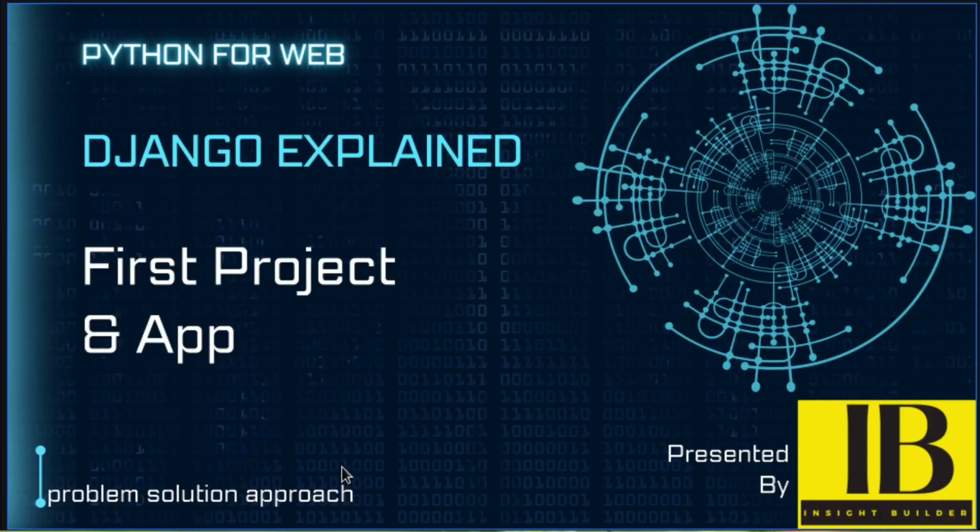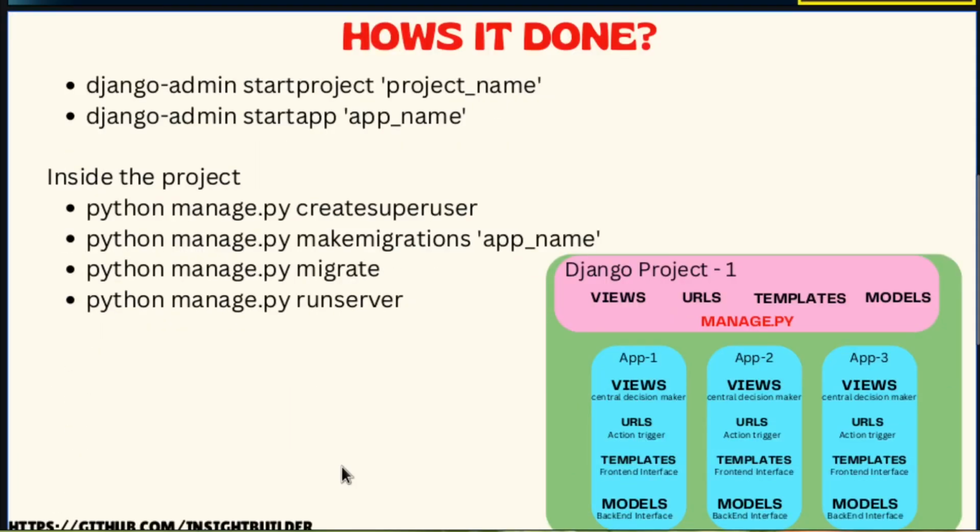Django explained: first project and app. How is it done? In order for you to start the first Django project, you must have installed the Django library in your operating system. If this is the first video you have directly landed upon, I would suggest you take a look at the related videos in the playlist on Django overview as well as installing Django virtual environment. Those videos will help you to come up to speed in no time.